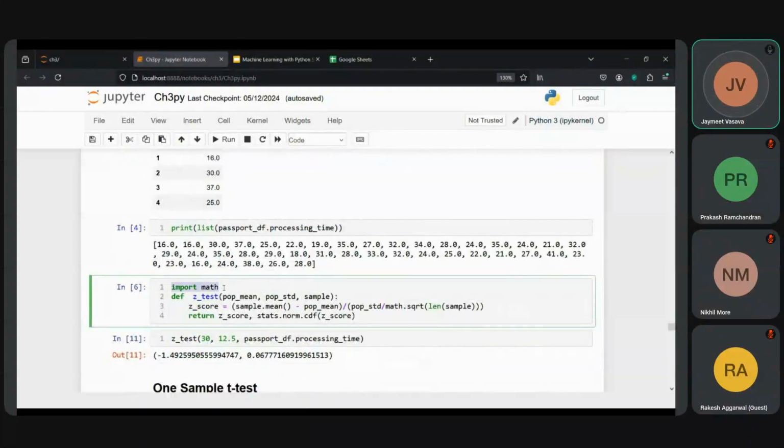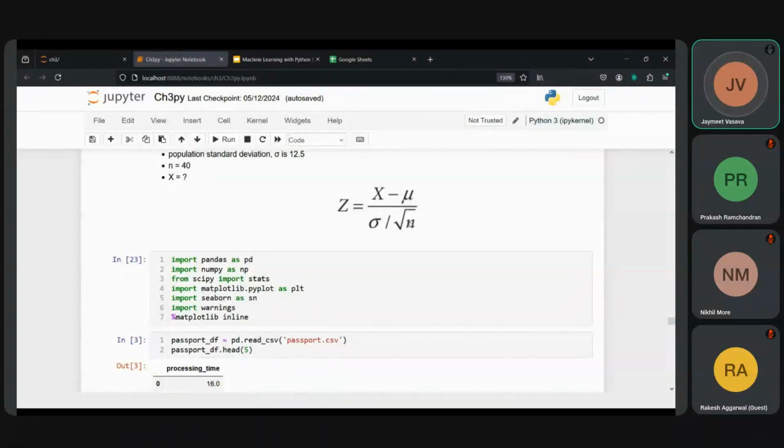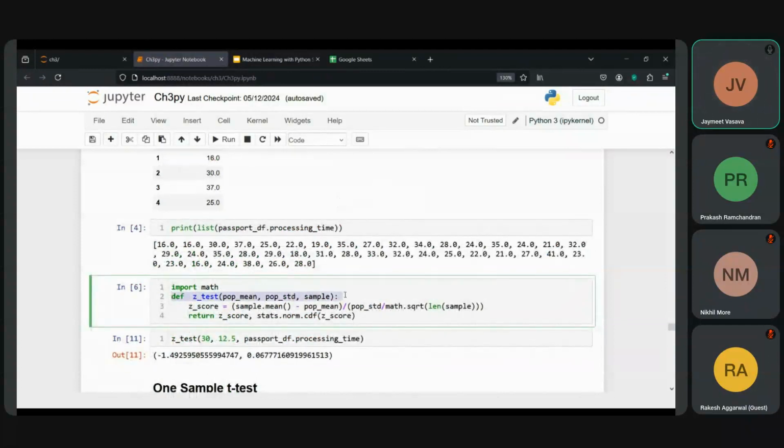As we needed a square root for the application of this formula, we made the z test our function, and these are the parameters that it takes: population mean, population standard deviation, and the sample. The z score will be calculated like this, and the value will be returned by the function, the z score value. And statsmodels will be used for the normal distribution cumulative distribution function for the z score.